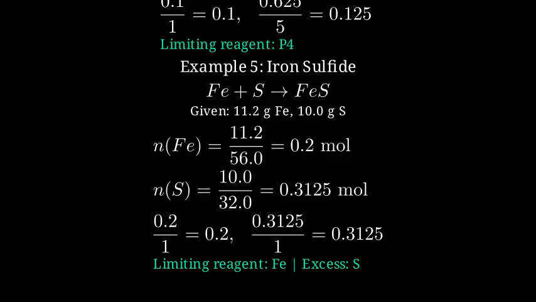Divide by coefficients. Iron. 0.2 over 1 equals 0.2. Sulfur. 0.3125 over 1 equals 0.3125. The smaller value is iron, so iron is the limiting reagent and sulfur is excess.